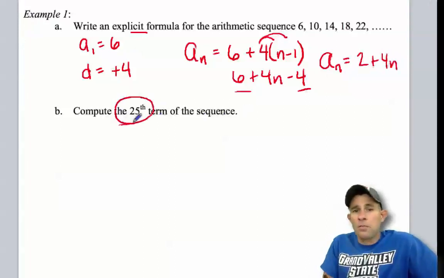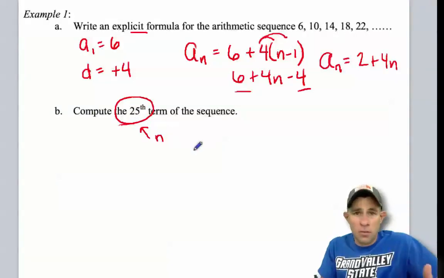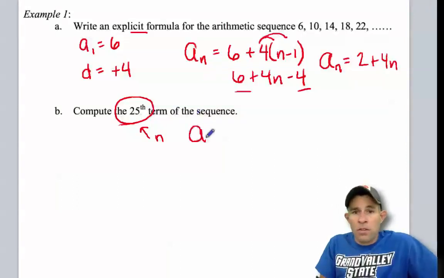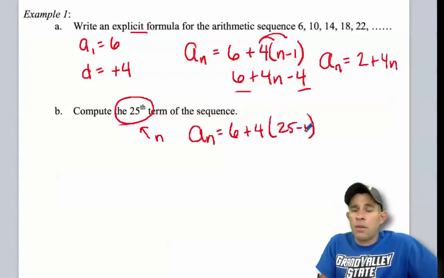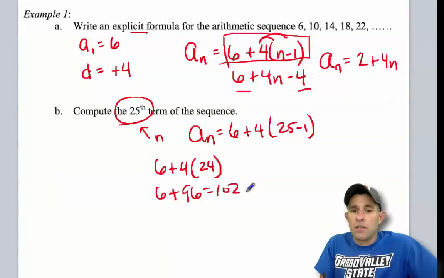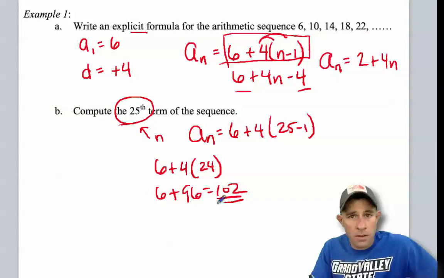Okay, now we're asked to compute the 25th term. Remember, 25 here is going to be substituted into our explicit formula for the value of n. So we'll substitute: a sub n is equal to 6 plus 4 times 25 minus 1 in this equation up here. And we will end up with 6 plus 4 times 24. And that gives us 6 plus 96, which is 102. So our 25th term there is 102.